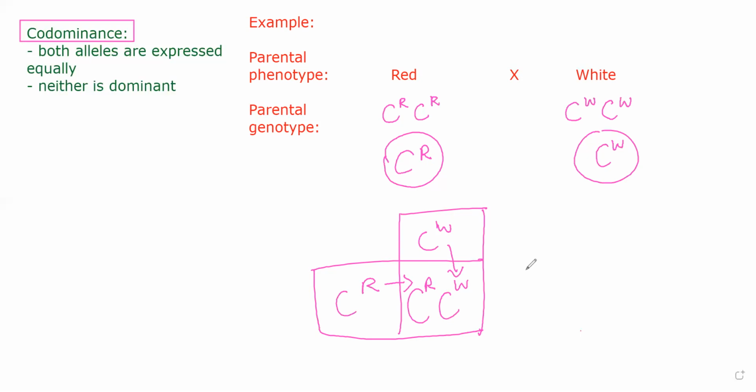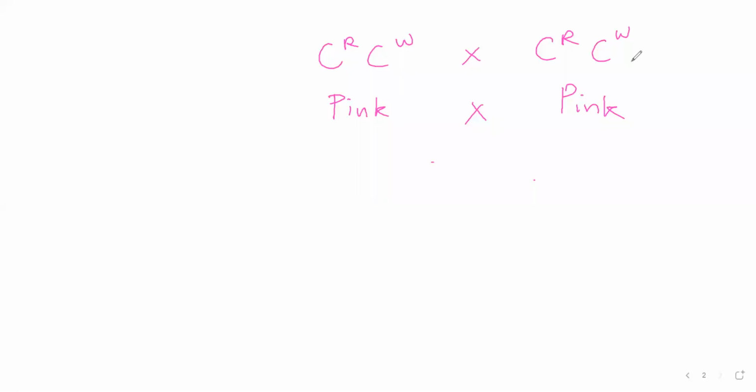So this is basically giving me neither red nor white, but pink flowers. So both of them are equally expressed. This is what we call codominance. This is basically my F1 phenotype, where I have all of these pink flowers. Now I'll go to the next generation. So F1 genotype, we already have CR, CW.